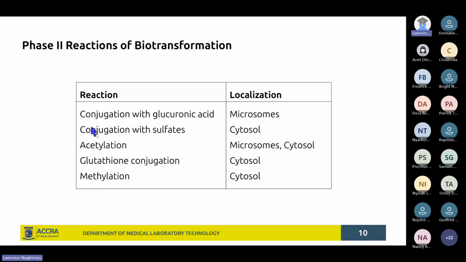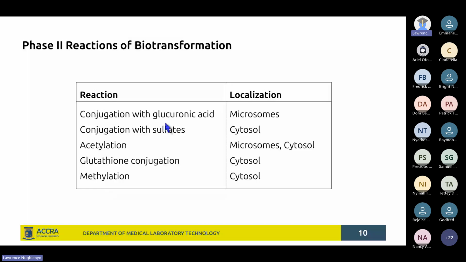reactions are conjugation reactions, which is the joining of two or more molecules, binding of molecules, like say you have conjugation with glucuronic acid, what we refer to as glucuronidation. That's a conjugation reaction. Or conjugation with sulfates, what we refer to as sulfation. Acetylation, that is conjugation with an acetyl group. Glutathione conjugation. Methylation. So we have seen some of these reactions much earlier.